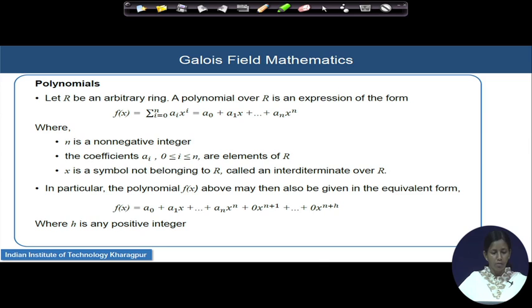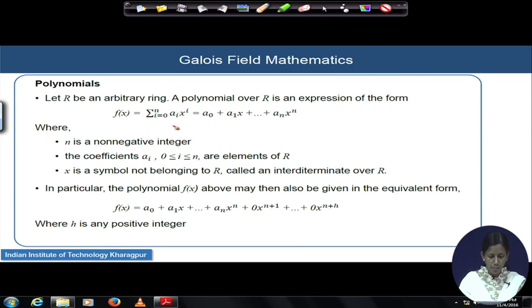Polynomials. Let R be an arbitrary ring. The polynomials over this ring will be given by the expression written here: f(x) equals the summation of i going from 0 to n of a_i x^i, where all the a_i's are the coefficients, and based on the value of i, a_i moves from a_0 to a_n. Remember, this n is a non-negative integer, and x is not a part of this ring. x is called the indeterminate, and it is introduced for convenience in mathematics.